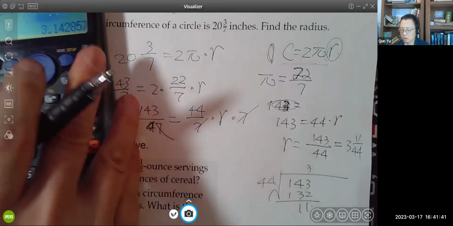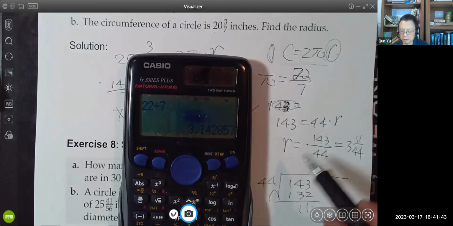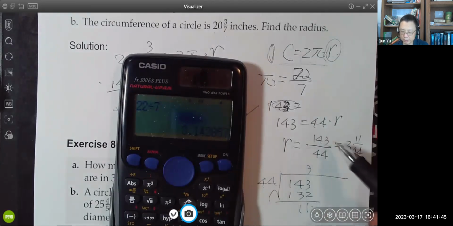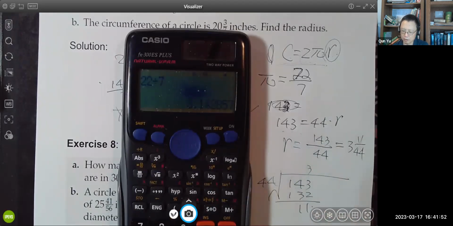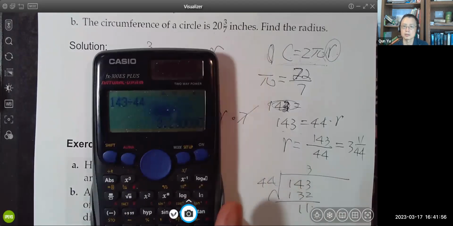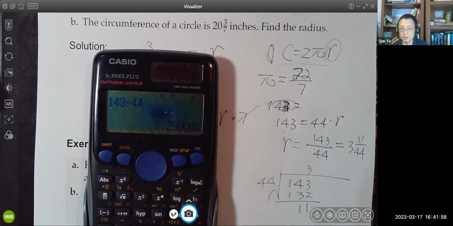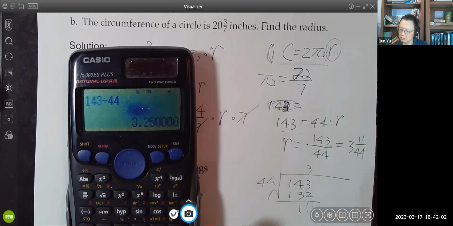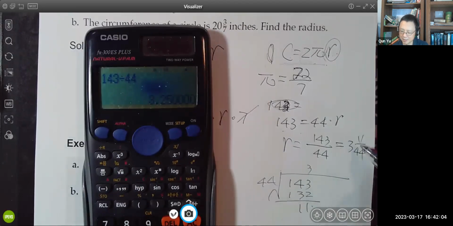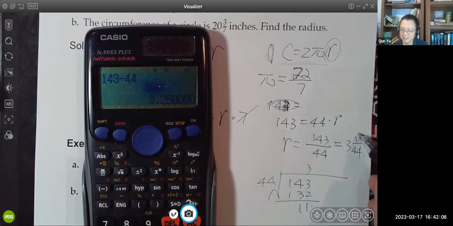So now I'm going to show you how you use a calculator to do this division and still get this fraction. So let's do that. We get 143 divided by 44. You got 3.25. Yeah, 3.25 exactly. The reason is this 11 over 44 can be simplified. Divided by 11 on both sides, you get 3 and 1/4.